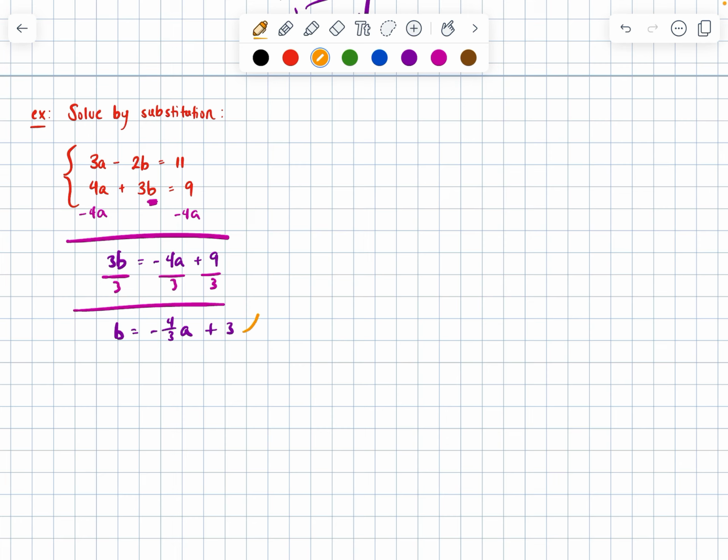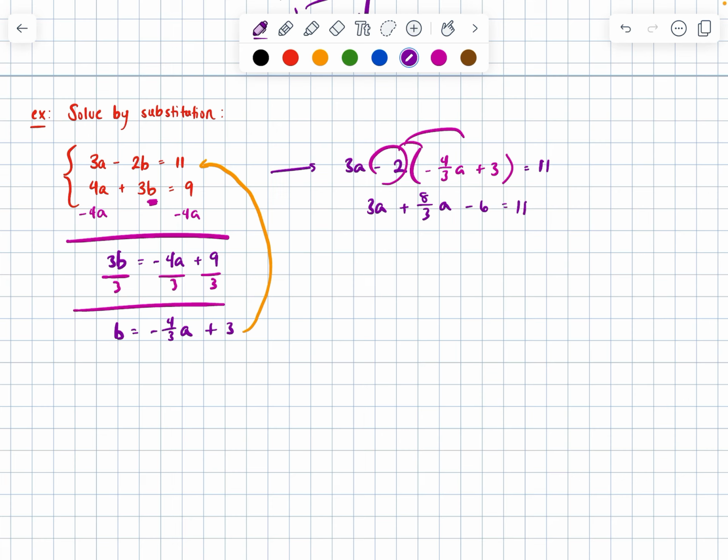I solved for b in the second equation, so I'm going to plug it back in to the equation on top. So from here, that tells me that 3a minus 2b, but we just showed that b was the same as negative 4/3 a plus 3, is equal to 11. From here, doing some distributive property, 3a, negative 2 times negative 4/3, you can feel free to fact check me, is positive 8/3 a. Negative 2 times positive 3 is negative 6, and then I carry down my equals 11.